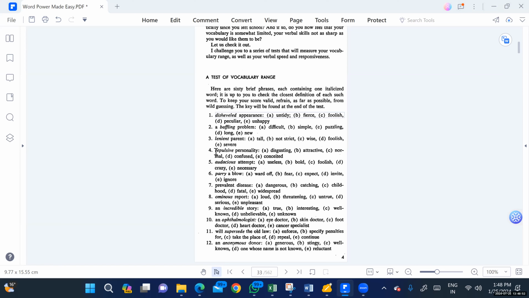We have to find whether it is a positive word or a negative word. I mean, are we talking in a positive context or a negative context? When I say repulsive, a personality that is driving you back. So, Neil, what would be the right answer? Is it a positive meaning or a negative meaning over here? What would be the right answer?